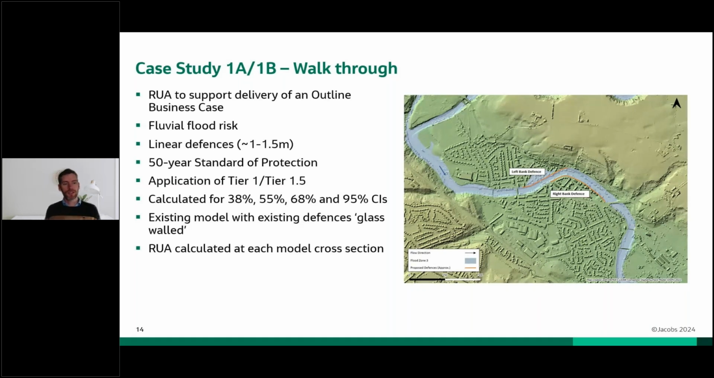This was a residual uncertainty assessment completed to support an outline business case. It was supporting a business case that was involving the development of linear defences to reduce fluvial flood risks to a community at risk on both the left and right bank of the channel. And as Louise says, it has been anonymised, but bonus points if you can actually spot where this is. Just for some context, these linear defences were in the range of about 1 to 1.5 metres high, and that was to provide a 50-year standard of protection. And it's that standard of protection that we're testing this RUA for.